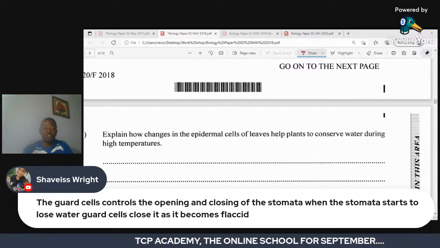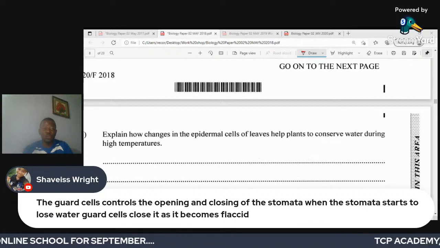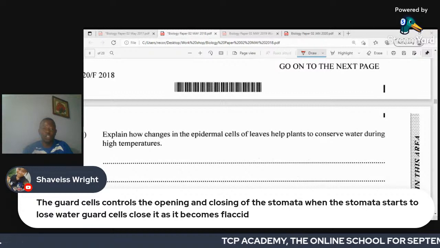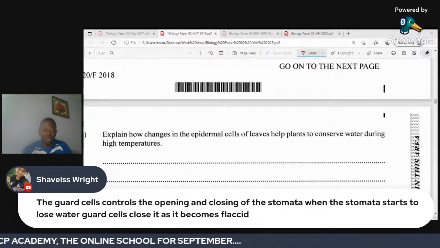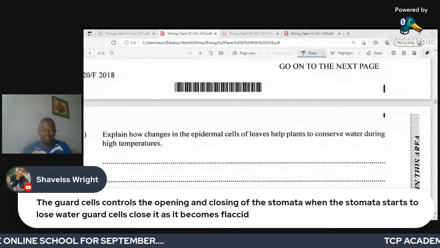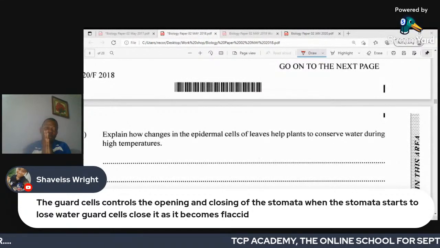The guard cell controls the opening and closing of the stomata. Good way to start. When the stomata starts to lose water, the guard cell closes it as it becomes flaccid. This person is spot on. So as it loses water, it will close the guard cell. So once it's going into water stress, it's going to close the cell.